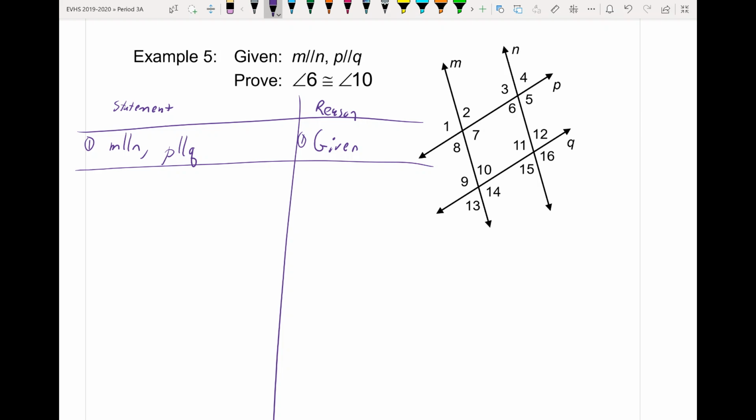All right, I'm not going to tell you all a direction on this. I want to see if y'all can figure out where to go. We want to show that angle 6 is congruent to angle 10. Any thoughts on what direction to go? All right, what do you got? What are you seeing?